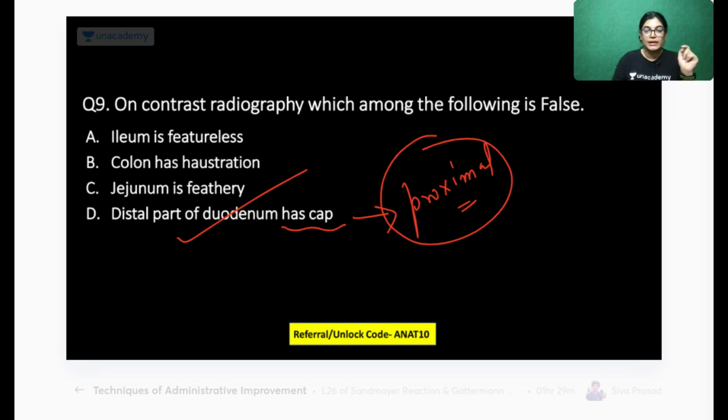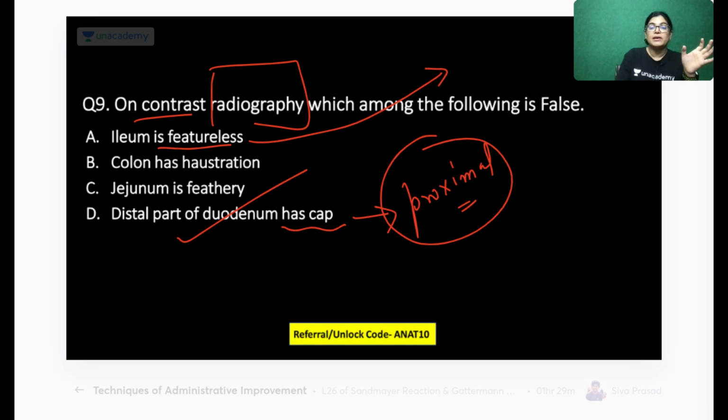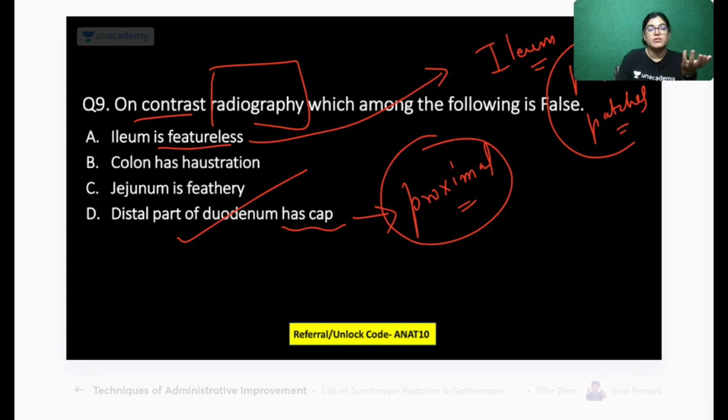The point is absolutely right, and let me show you a diagram for appreciating this point. Actually, ileum is featureless on contrast radiography. Ileum does have an important feature, the Peyer's patches, but it can't be so evident on contrast radiography. It's a histological feature. Colon has haustration, and when radiography is done, we can clearly appreciate the haustration.